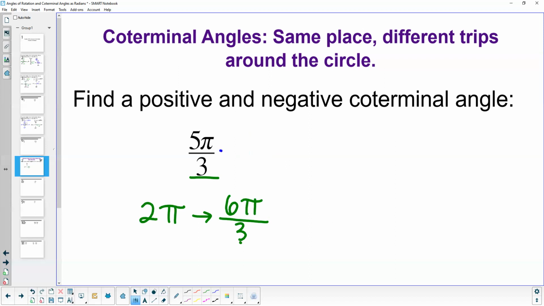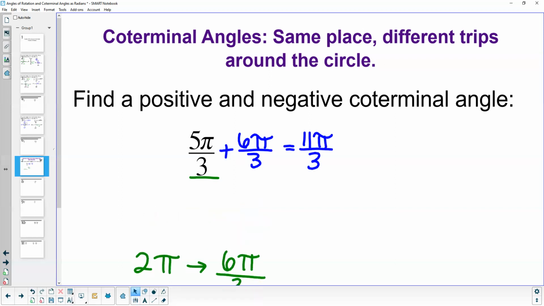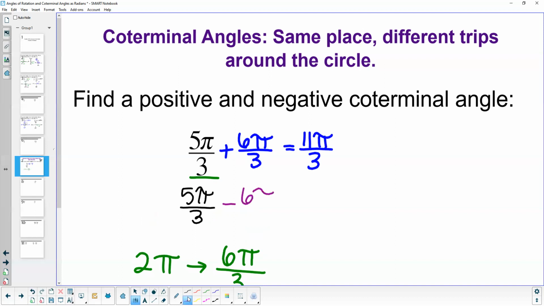So what we want to do is we actually want to add 6 pi over 3 to get a positive one, and we want to subtract 6 pi over 3 to get a negative one. So a positive coterminal angle here would be 11 pi over 3. If we wanted to get a negative coterminal angle here, I would take my 5 pi over 3, and I would want to subtract 6 pi over 3. And if we subtract 6 pi over 3, we end up getting negative pi over 3. And there we have our coterminal angles.